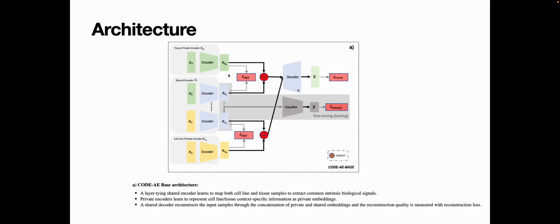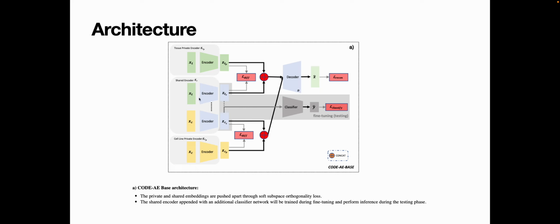Here is the base architecture of CODE-AE. You see from the middle, there's a shared encoder which learns to map both cell line and tissue sample to extract the common intrinsic biological signals. And both of them have their own private encoders to get their private embeddings for each one of them. And there's a shared decoder which reconstructs the input sample through a concatenation of private and shared embeddings. And the reconstruction quality is measured by this reconstruction loss. And the private and shared embeddings are pushed apart through a soft subset orthogonality loss. And the shared encoder is appended with an additional classification network, which will be further trained during the fine-tuning and perform inference during the testing phase.